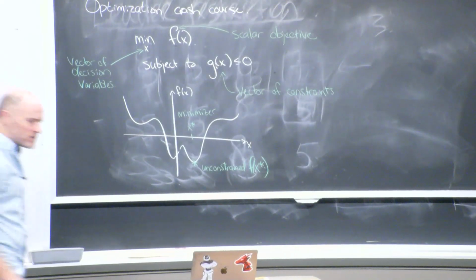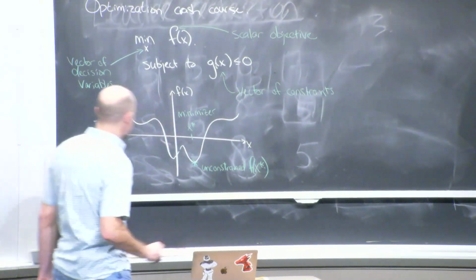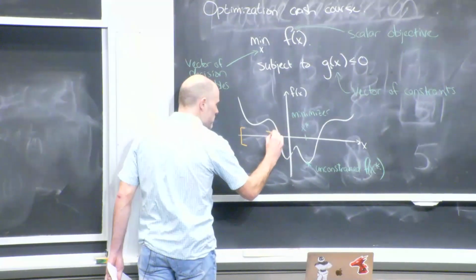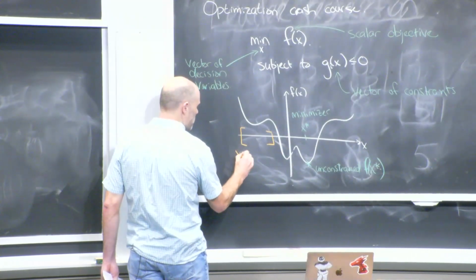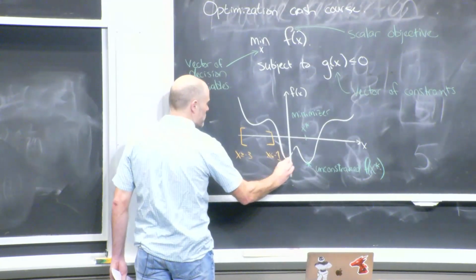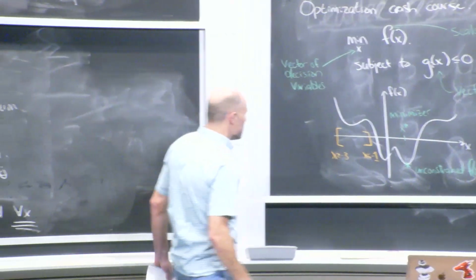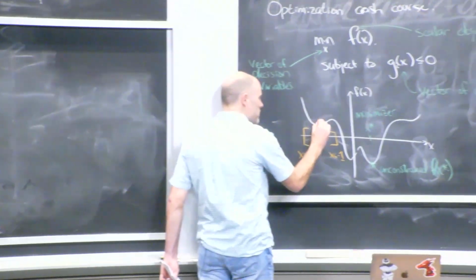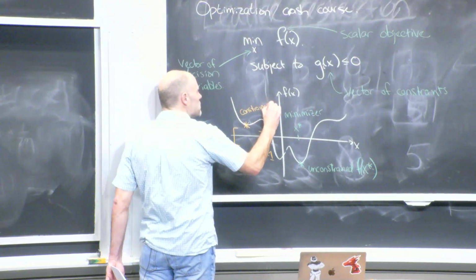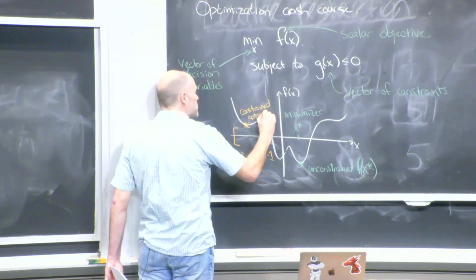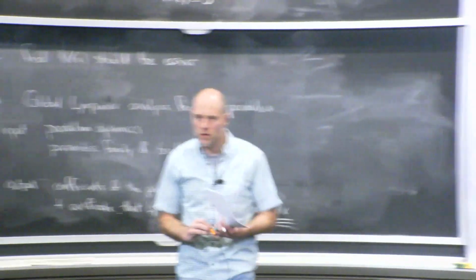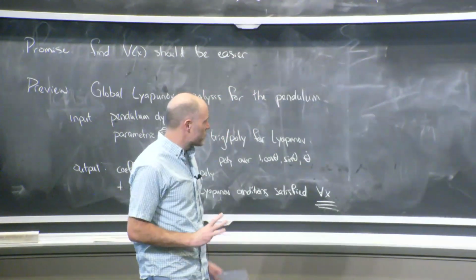But when I put constraints into the picture, then it gets richer. Let's say I only want to consider x greater than -3 and x less than -1, something like that. And then the constrained minimum here might be something very different. So that's just a general picture.